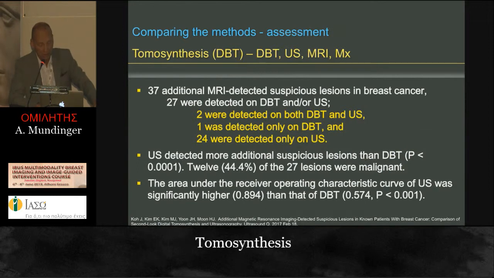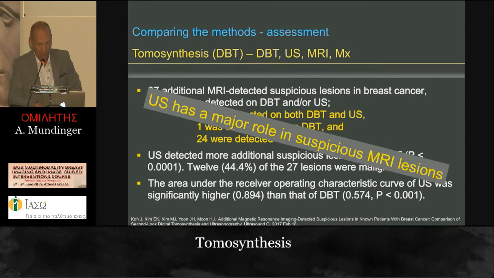There's another interesting study comparing DBT, ultrasound and MRI with mammography, but in cases that were suspicious in MRI. We had in this recent study additional 27 lesions that were detected on DBT and or ultrasound. But if you look at the ultrasound, 24 were detected only on ultrasound. This means the majority of these suspicious lesions have been detected only by ultrasound. So ultrasound has a major role and is better than DBT in these suspicious MRI lesions.